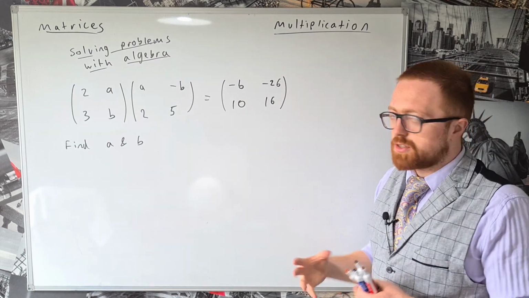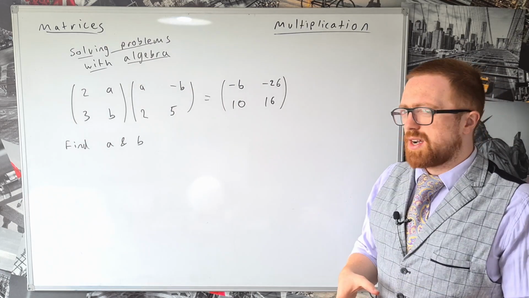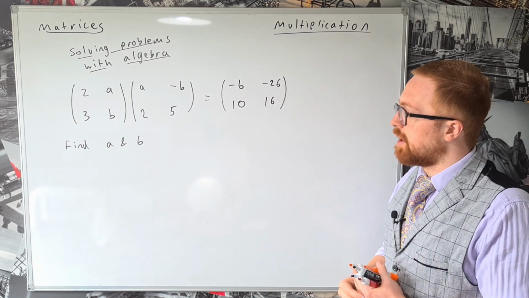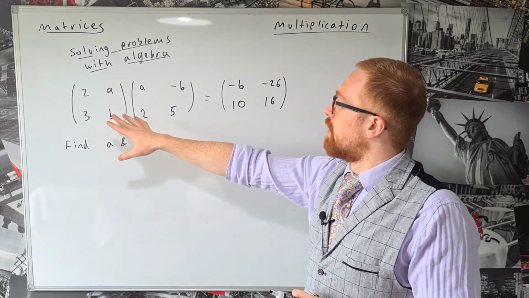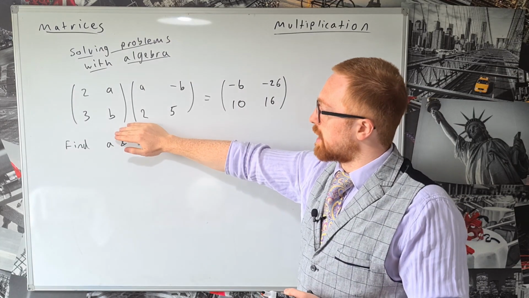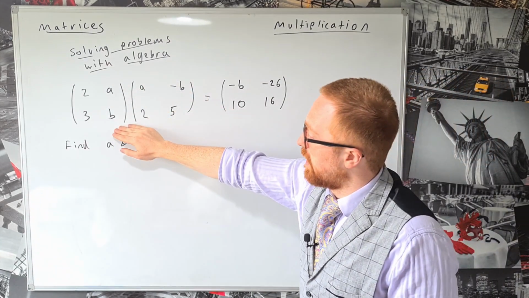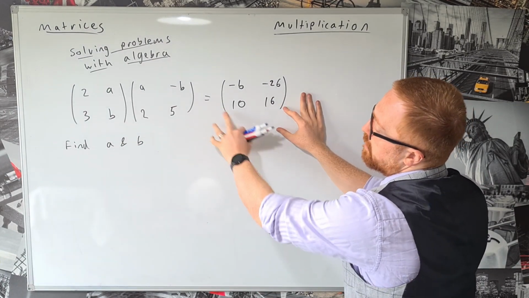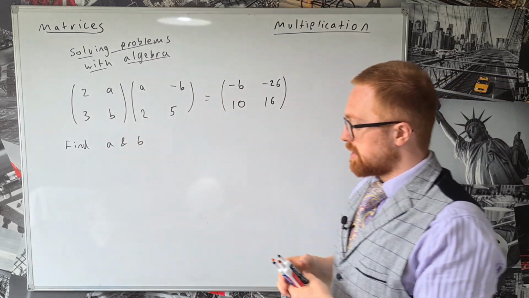So with any topic in maths, if you've got some algebra involved, a good strategy is to try and write the same thing in two different ways. So here we've got this multiplication, and we want to try and write the answer to that multiplication in two different ways. Now we're told that one way we can write the answer to this multiplication is this matrix here. Just by what the question tells us, this matrix is the answer to this multiplication.